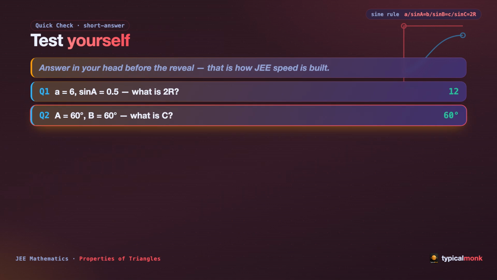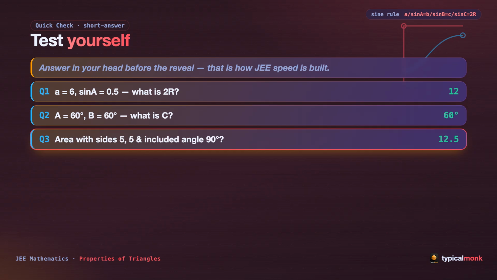Question 2. If angle A is 60 degrees and angle B is 60 degrees, what is angle C? The three angles add to 180 degrees, so C is 60 degrees too. Question 3. What is the area of a triangle with two sides of 5 and 5, and a right angle held between them? 1/2 times 5 times 5 times sin 90 degrees, 12.5.